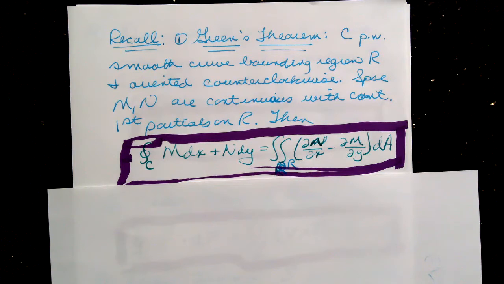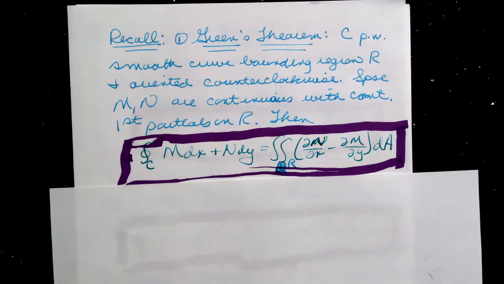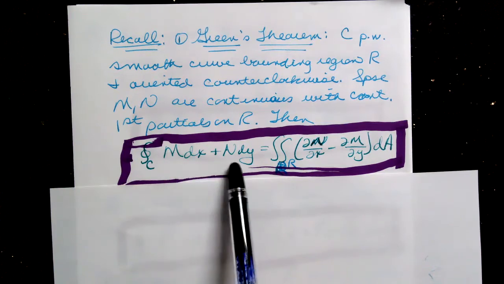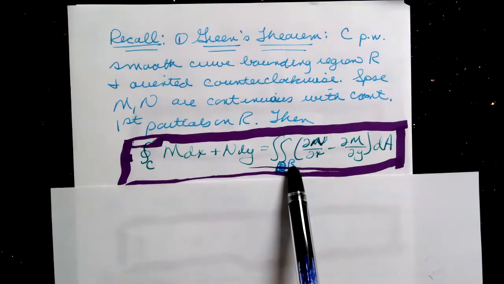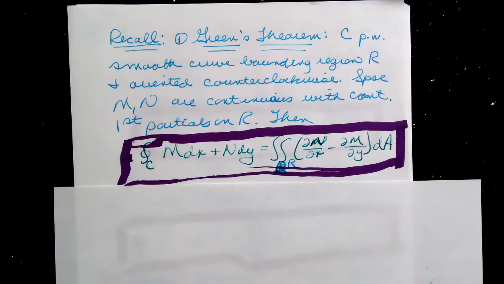So basically, I think of this as a theorem for things in the plane. If I have a smooth, piecewise smooth curve bounding a region R, and we always want to orient things counterclockwise for our theorems, that means if you're an ant walking along the curve, the region R stays to your left-hand side. And suppose that you have M and N, which are both functions of variables x and y, that are continuous and their first partial derivatives are continuous. Then Green's theorem says that the line integral over the curve C of M dx plus N dy is equal to the double integral over the region R of partial N with respect to x minus partial M with respect to y, integrated with respect to area.